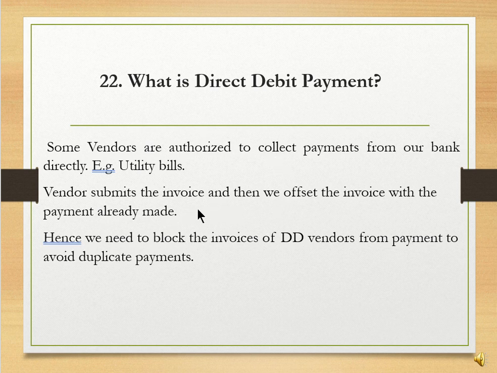There will be a payment entry already available. So once the invoice is received from the vendor, we process it and offset it with the payment that is made. Hence we need to block these invoices of the direct debit vendors. So whenever the procurement says that this particular vendor is a direct debit vendor, we should always block the invoices of those vendors, because payments are directly going from our bank. We have to just offset the invoice with the payment that is already made. So we have to be very careful while processing the direct debit vendor invoices.